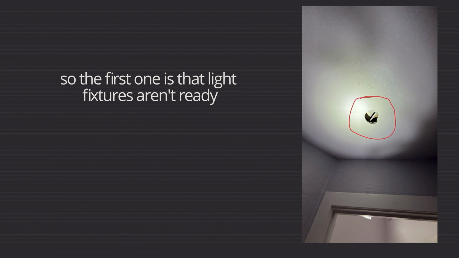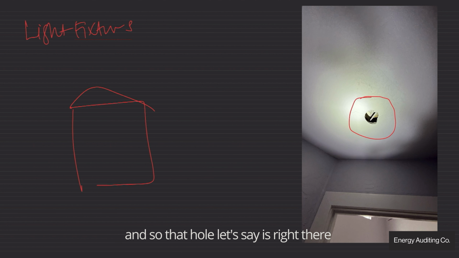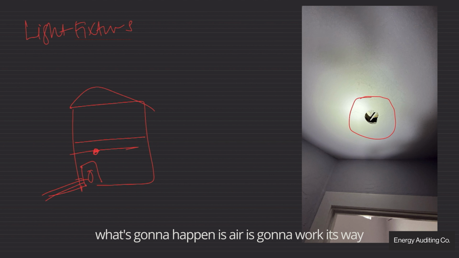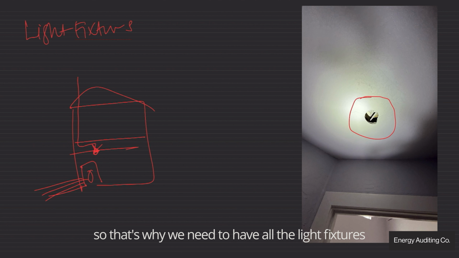So the first one is that light fixtures aren't ready, right? If you don't have all your light fixtures in, this basically acts like a hole in the drywall. Let's say that hole is right there. When we have the blower door set up and it's pushing air out, air is going to work its way into that hole and cause a leak. So that's why we need to have all the light fixtures installed.